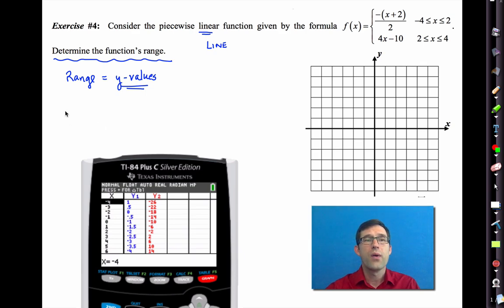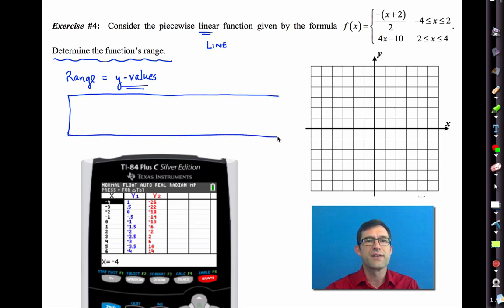All right, what I'm going to do is put my values down right here in a table. I'm going to make my table horizontal. I know that the tables on the calculator are vertical, but I'm going to have a little more space here if I go horizontal. So I'm going to do x and y. I'm going to start at -4.